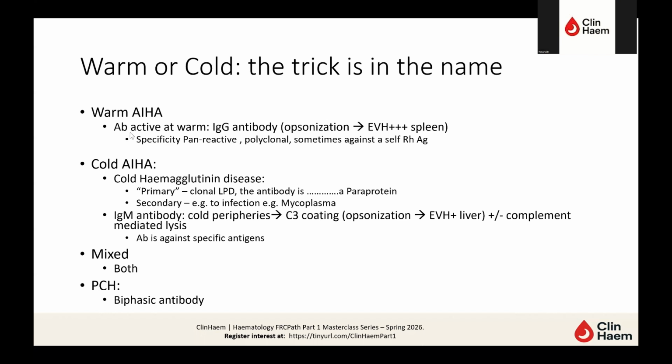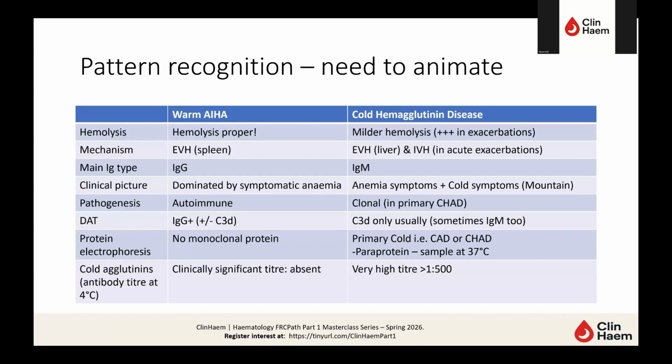In warm, the antibody works at warm; in cold, it works at cold. Mixed, you've got warm and cold. PCH is actually biphasic, so it binds at cold and activates at warm. I'll explain that in a second. Just again to hit the point, in warm, hemolysis is going to be quite severe and extravascular, as opposed to milder, and extravascular plus intravascular in acute exacerbations in cold hemagglutinin disease. The immunoglobulin type is IgG versus IgM. The clinical picture would of course be dominated by severe symptomatic anemia.